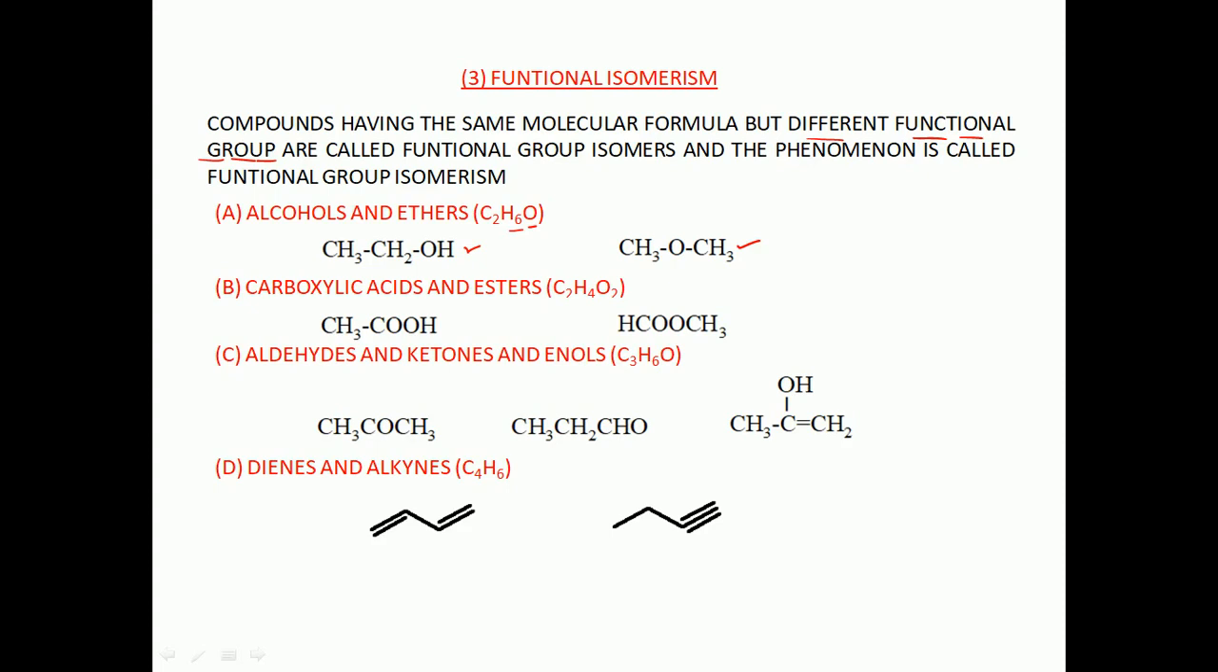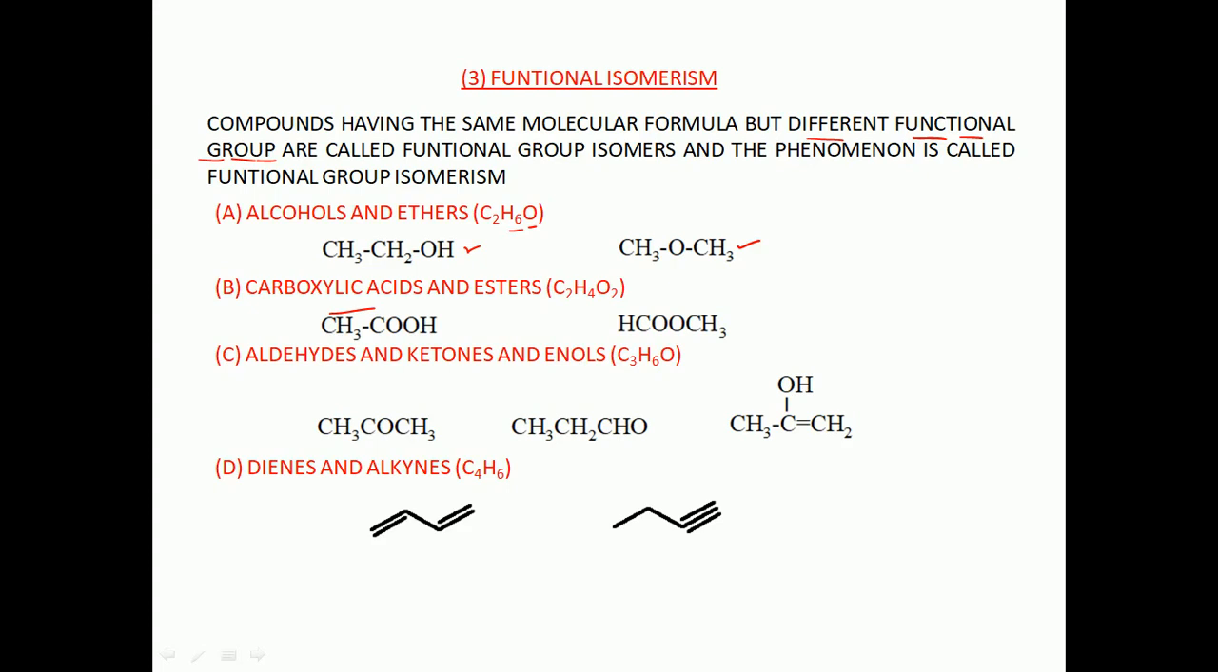Coming to the second example, carboxylic acids and esters, C2H4O2. Carboxylic acids and esters always form functional group isomerism with 2 carbons, 4 hydrogens and 2 oxygens. We can write the molecular formula CH3COOH. What is the name of this molecule? Name of the molecule is acetic acid.